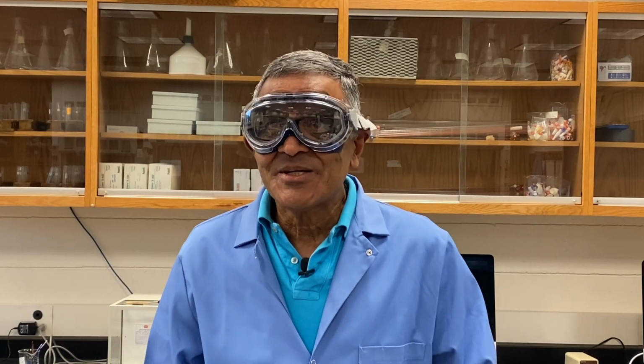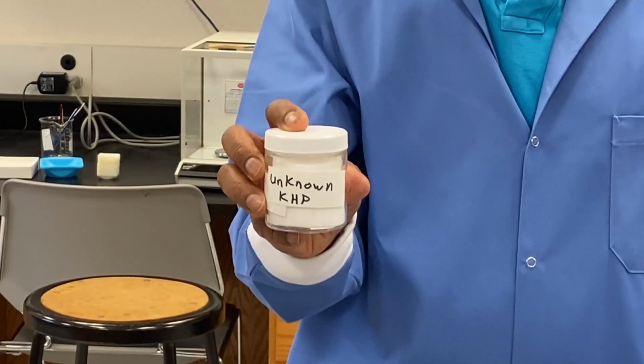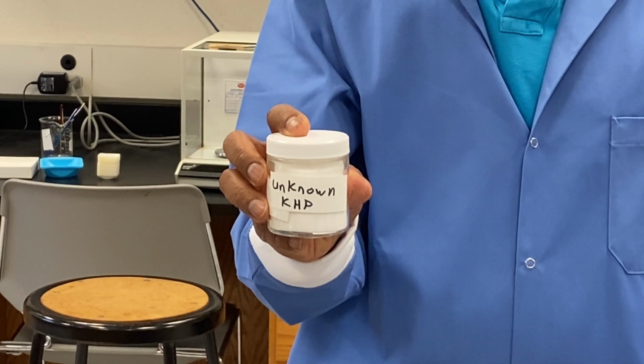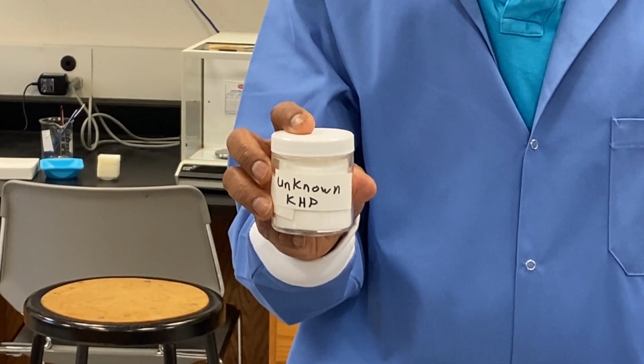In the last experiment, you standardized an NaOH solution. In this experiment, you will use that standardized NaOH solution to titrate an unknown acid. You will be given an unknown mixture that contains some KHP and other non-reactive chemicals. You will use your titration to determine exactly how much KHP is in your sample.